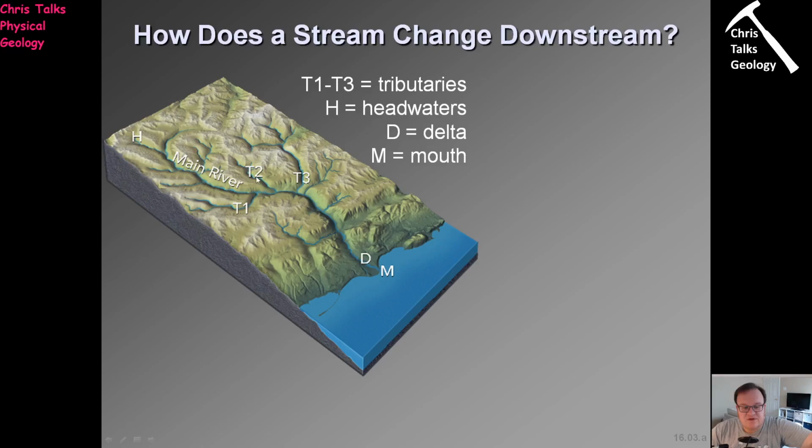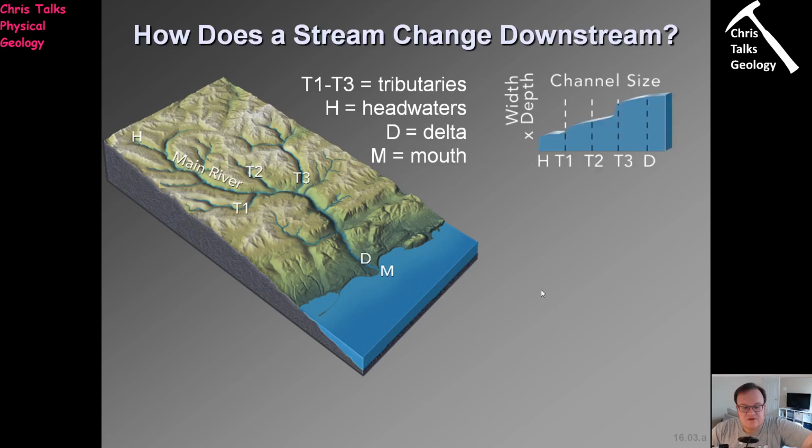So we have T1, T2 and T3, 1, 2, and 3. These are our tributaries going into our main channel. Okay, we have the headwaters, which are marked out here by letter H. We have a delta marked out by D and a mouth marked out by M. Okay, so we're going to have a look at how things are changing as we head downstream.